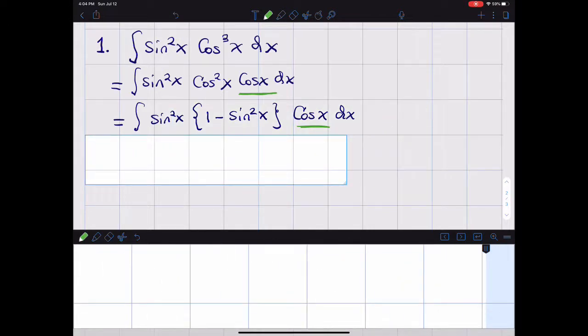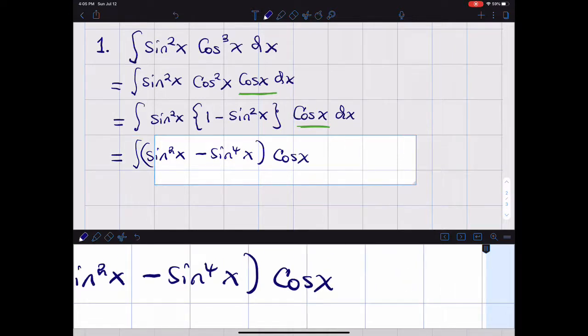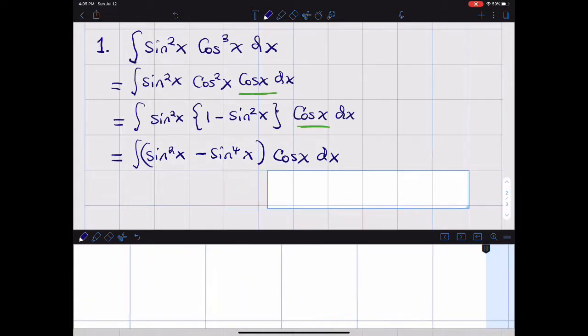Now you can see that you have something that can be worked on using substitution. So expand: sine squared x minus sine to the fourth x, and then the cosine x that you saved. All right, now do your u substitution. Your u has to be sine of x, because the whole point of factoring out the cosine of x is so that it will help you with your u substitution, to help you cancel something out.